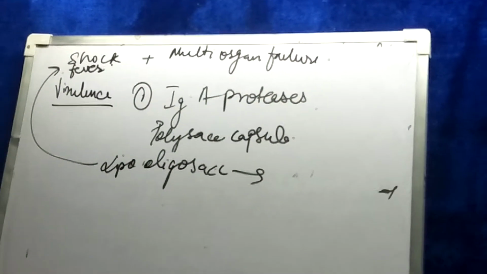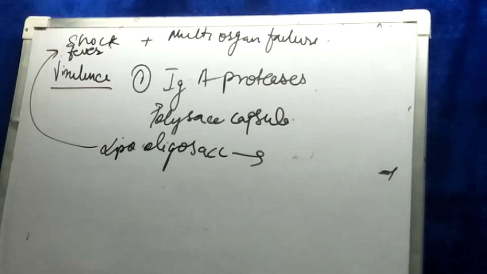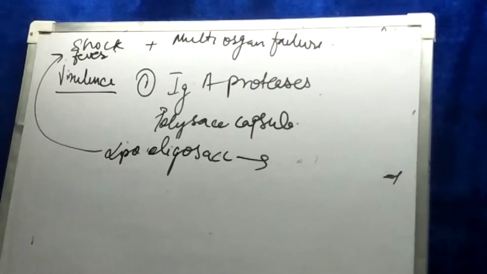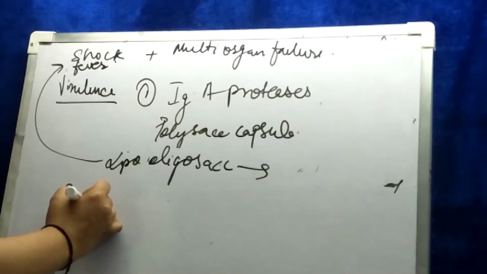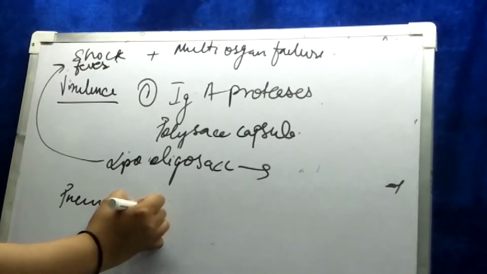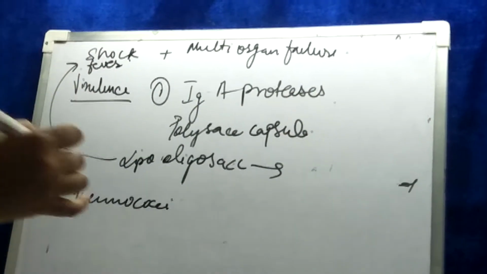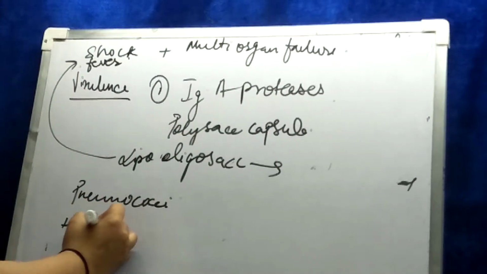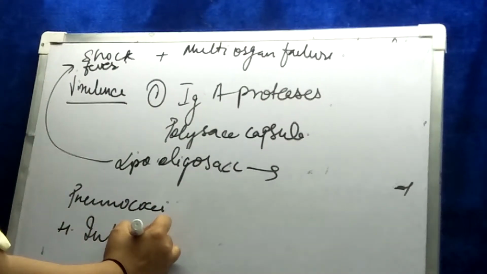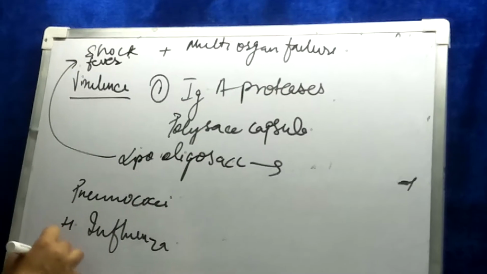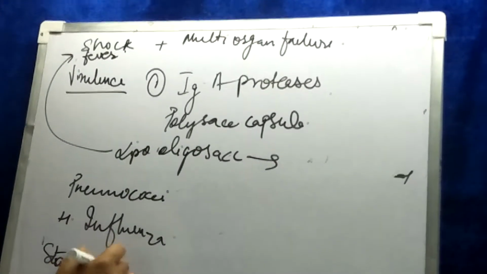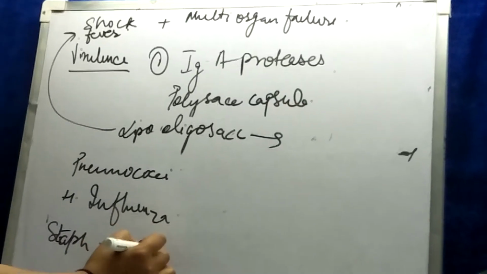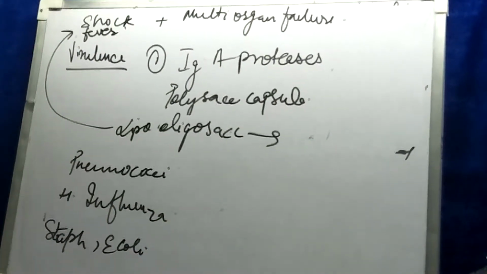Now, we should also know what other organisms cause meningitis. First is pneumococci, then H. influenzae, and staphylococci, and E. coli causes neonatal meningitis.